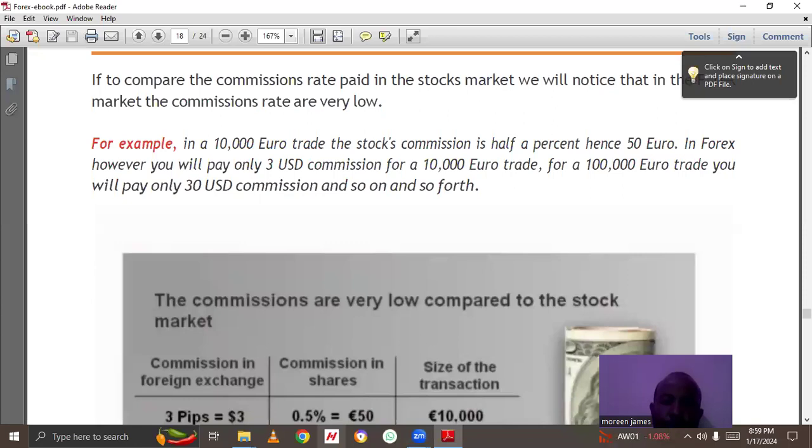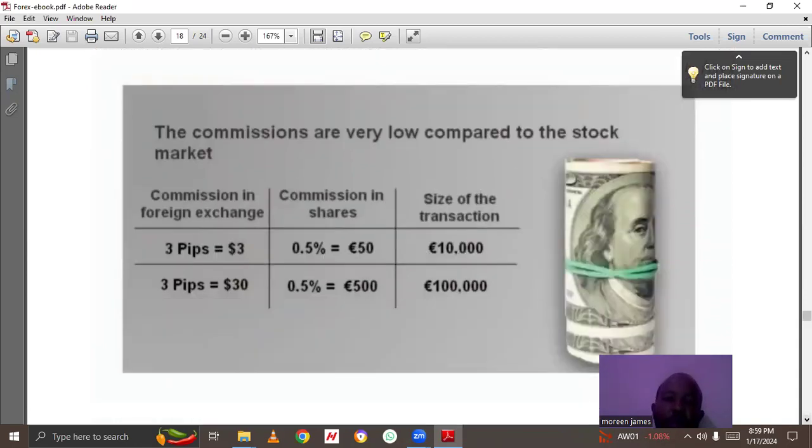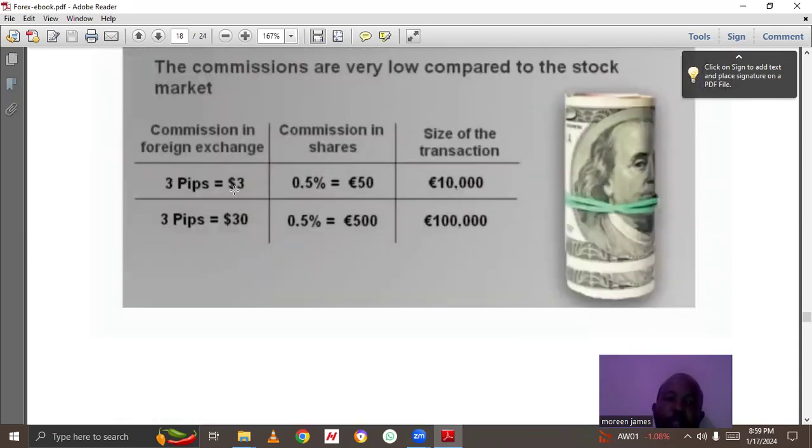So let me restart it again as we continue. The commissions are very low compared to the stock. Commission in exchange, you can see 3 pips is $3, 30 pips is $30. Commission in shares, 0.5%, you're paying almost 50 euros. 0.5% down here, you're paying almost 500 euros, the size of the transaction.